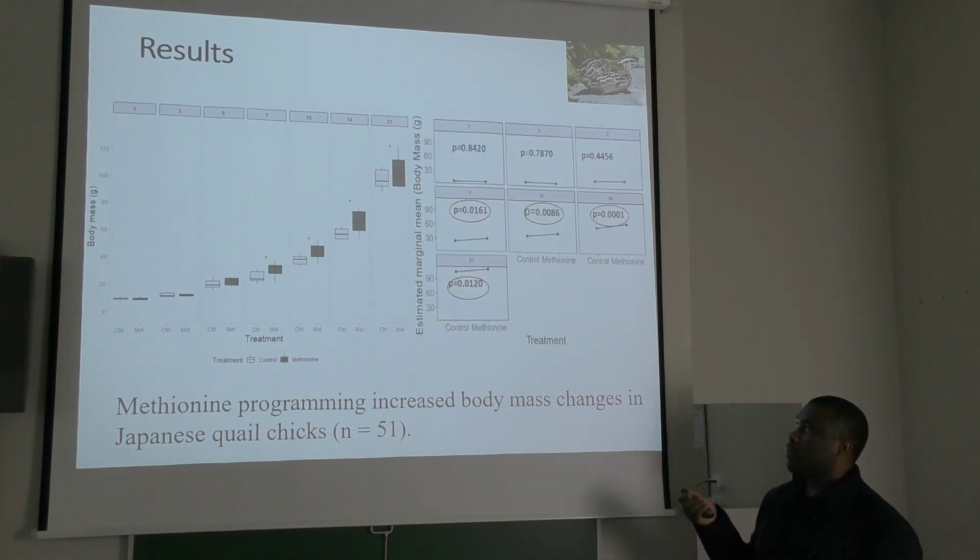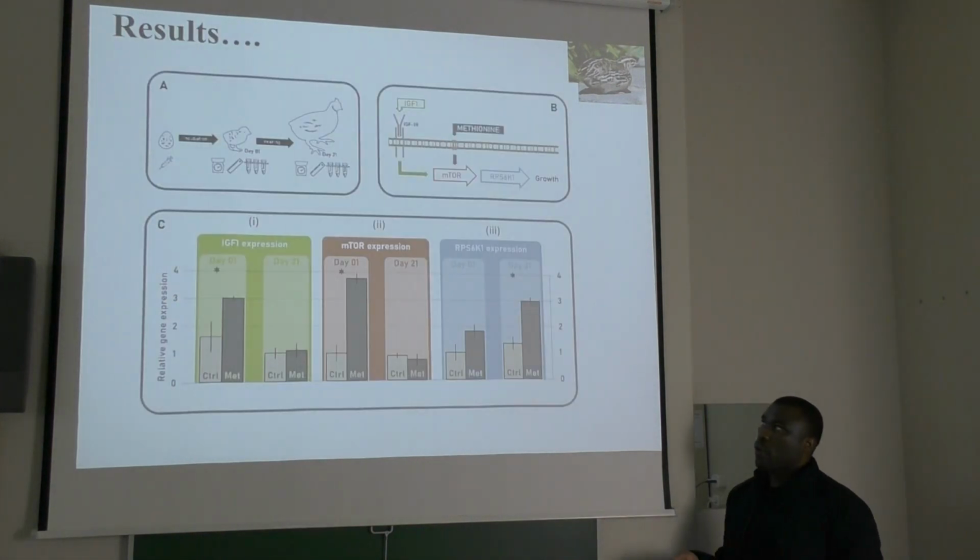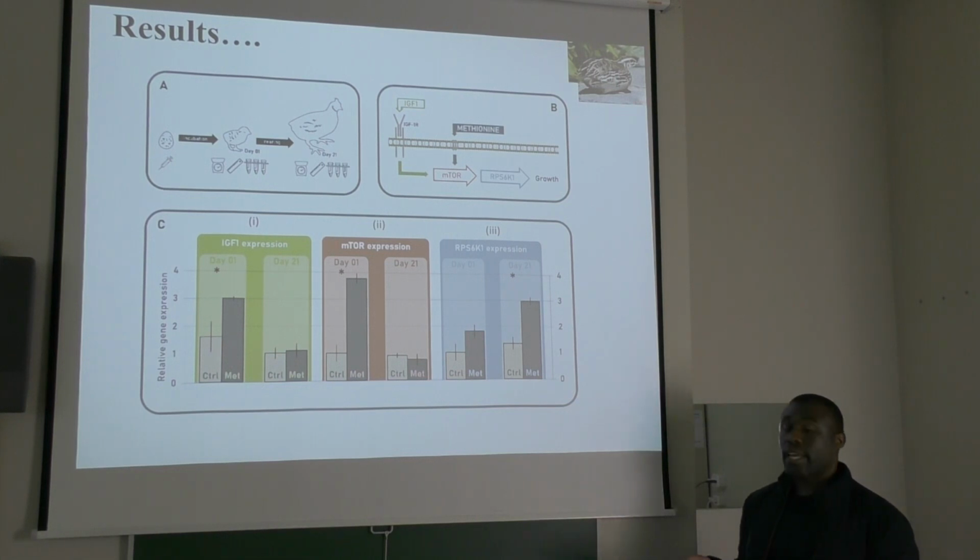So we found that there is a difference. The difference was seen from day 7 to day 21 of the methionine injected group as compared to the control group. We also found that IGF-1 was much more expressed in 21 days old chicks as compared to day 1 old chicks. And also we found some genes were regulated earlier than the other genes.